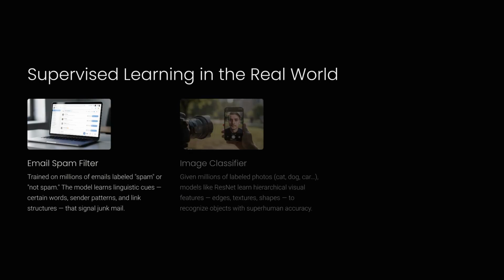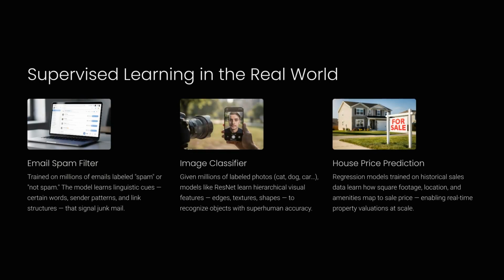Real-world examples of supervised learning include email spam filters, image classifiers, and house price prediction models. They learn from labeled examples to perform tasks with high accuracy.